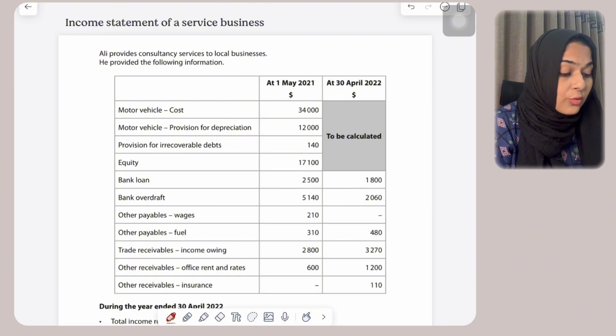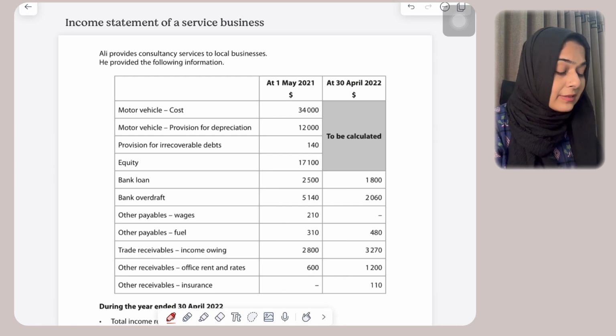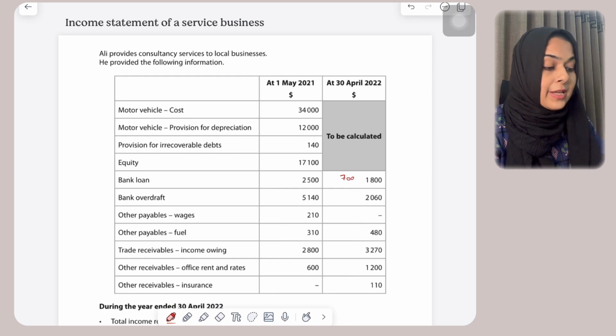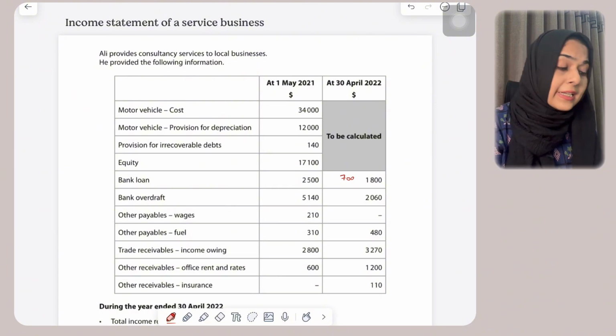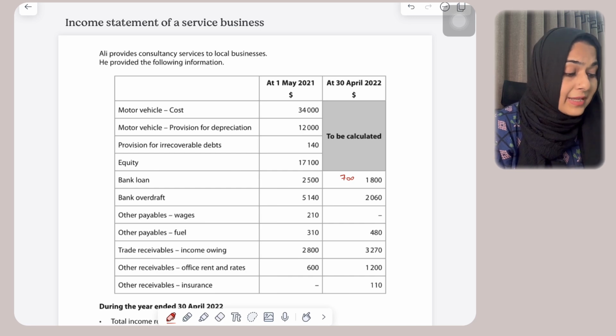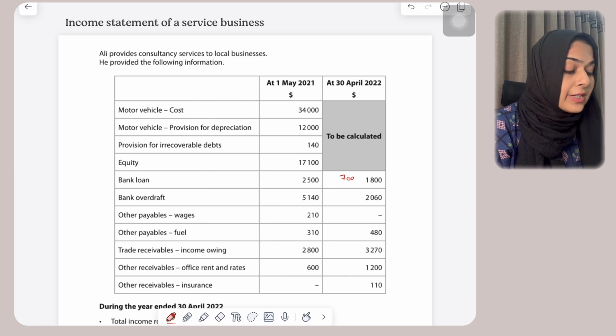They've given you the bank loan, which is at start, and at end the bank loan is 1800, which means that we have repaid 700, because the difference between 2500 and 1800 is 700. Because your long-term liability, that is the loan, is decreasing by 700, it means we are repaying 700 of the loan amount. Then they've given you bank overdraft at start and at end. Then they have given you other payables, that is wages.